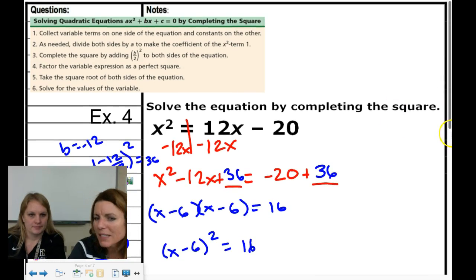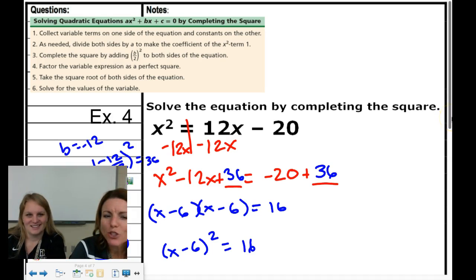One thing I didn't emphasize: if there would have been a number in front of the x squared, we have to divide both sides by your a value so that it turns to 1. This time we didn't have to. And then we added b over 2 squared to both sides. We factored. Now look at step 5.